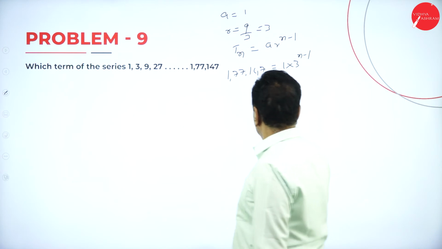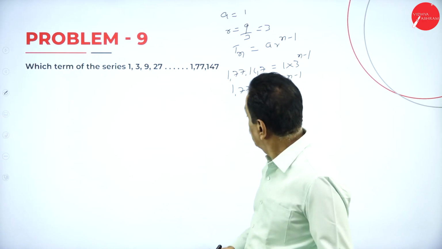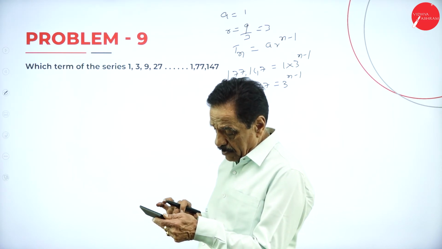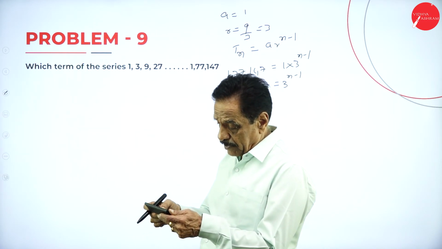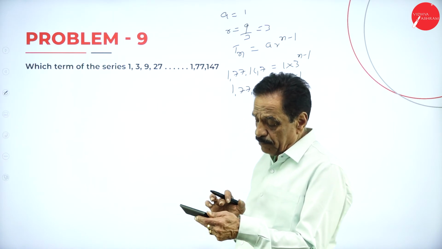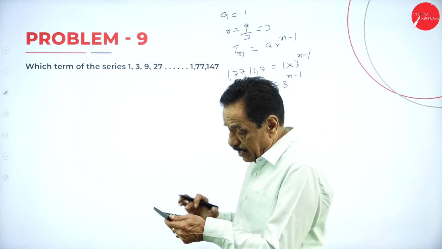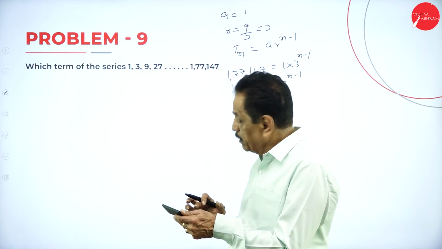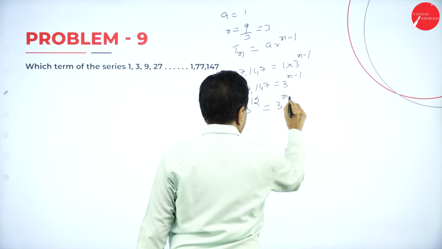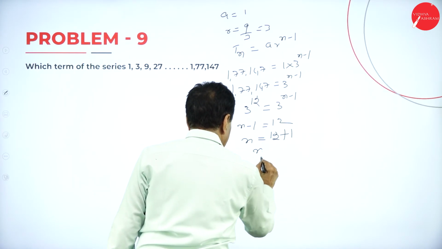So how many times do you have to multiply? It is nothing but 177,147 equals 3 to the power of n minus 1. Repeating 3, 9, 27: 2 times, 3 times, 4, 5, 6, 7, 8, 9, 11, 12 times it will go. So 3 to the power of 12 equals 3 to the power of n minus 1. So n minus 1 is equal to 12, n is equal to 12 plus 1. n is equal to 13.